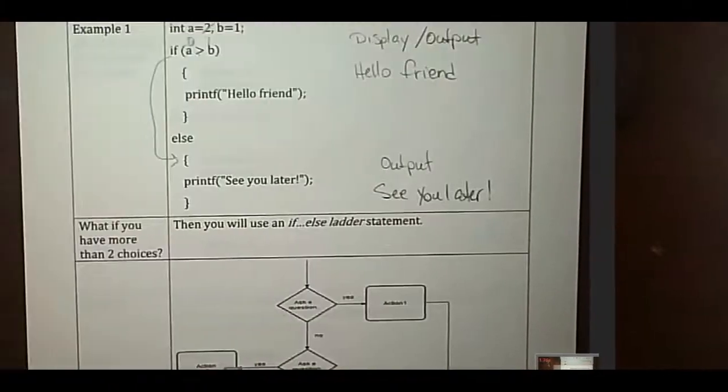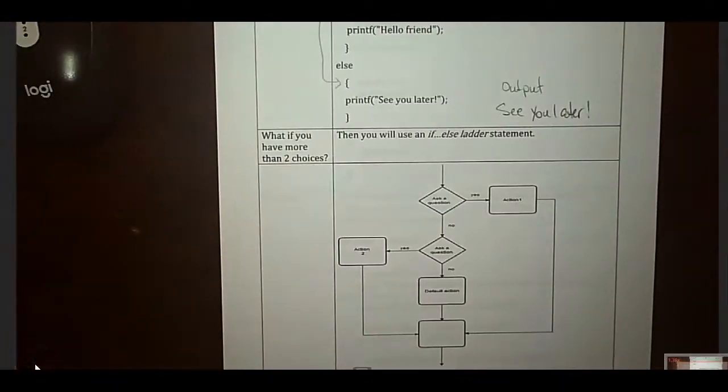Okay. But inevitably, there will be situations where you want to make a decision based on more than just two choices. So what do you do then? Well, you could use consecutive if-else statements, but the more efficient way to do it is to use an if-else ladder statement. Okay. So how does that work?